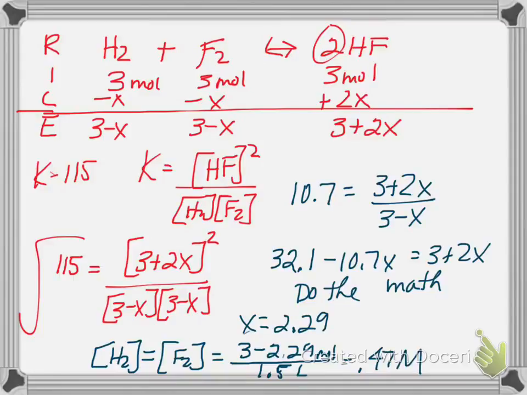So this is molar, because they gave it to us in moles. And then I'm running out of room. Let me do it in another color so that you can see this. And then HF is going to be 3 plus 2 times 2.29 divided by 1.5, and you should get 5.05 molar. Make sense? Yay or nay? Yay. Okay.